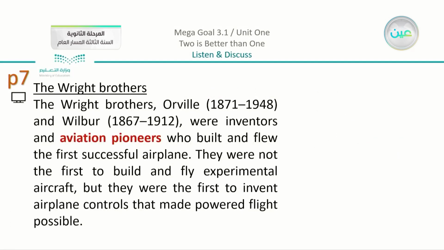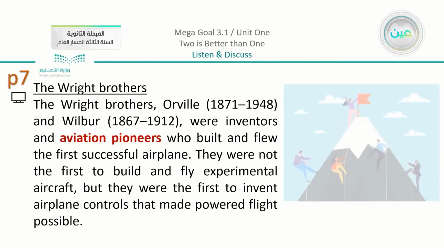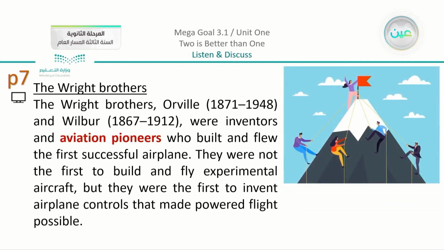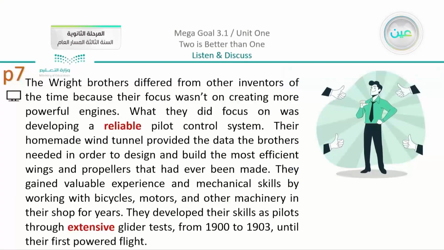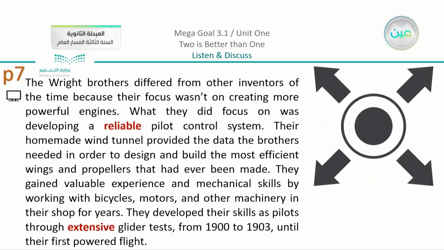In this part we have two words. We have aviation and pioneers. I'm going to show you the first picture, an airplane. And the second one, you can see that these people are trying to climb the mountain, but there is the first person. Reliable and extensive. Like this person, he is reliable. A lot of people approve of his work. And extensive, we can say that something is wide, covering something wide.